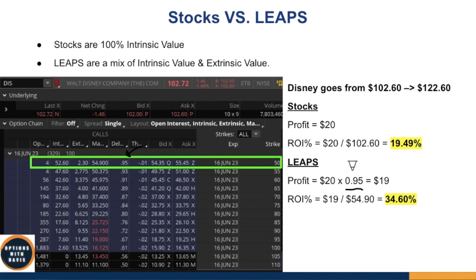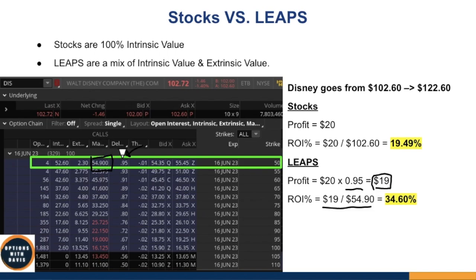So in this case, if it goes up $20, we just take 0.95 times $20. That is a profit of $19. So how do we calculate the ROI? We just take this divided by the cost which we paid, which is 54.9, and we want to take a look at the mark box.